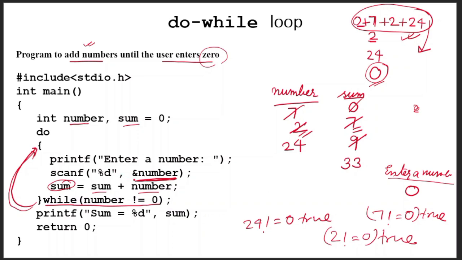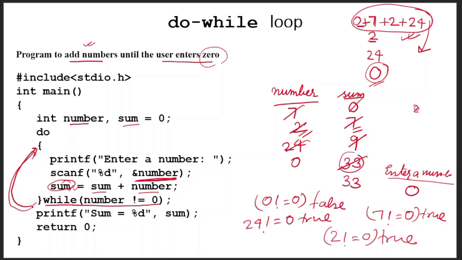Now what happens? Sum is equal to sum plus number. Sum is 33 and this time the user has entered 0. So 33 plus 0 is assigned to your sum variable, that is 33. Now again before exiting we will check the test expression, while number not equal to 0. What is the number? 0. 0 not equal to 0. The condition is false.